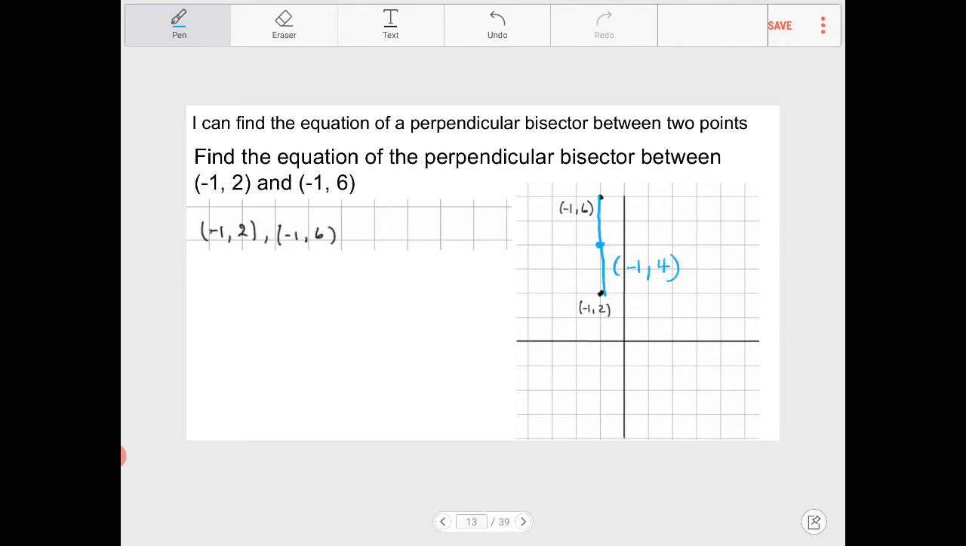And the perpendicular bisector to this vertical line. If this line is vertical, and I'm looking for a line that's perpendicular to it, last I checked, a line that will be perpendicular to a vertical one would be a horizontal line. How do we write the equation of a horizontal line again? All of the coordinates on this horizontal line are the same. So the equation of this perpendicular bisector is y equals 4.